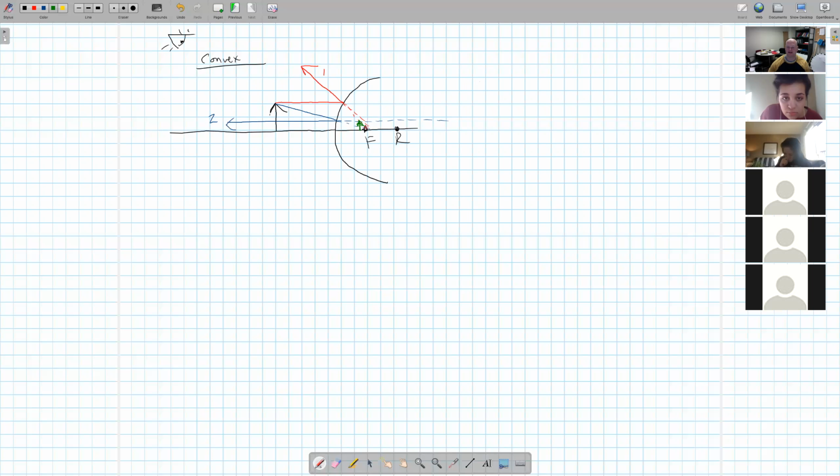So for this case, again, what we can see is that the image will be upright. It will again be virtual, because again, if I put my piece of paper there, there's not going to be any image formed. And again, my image distance will be negative. Okay.